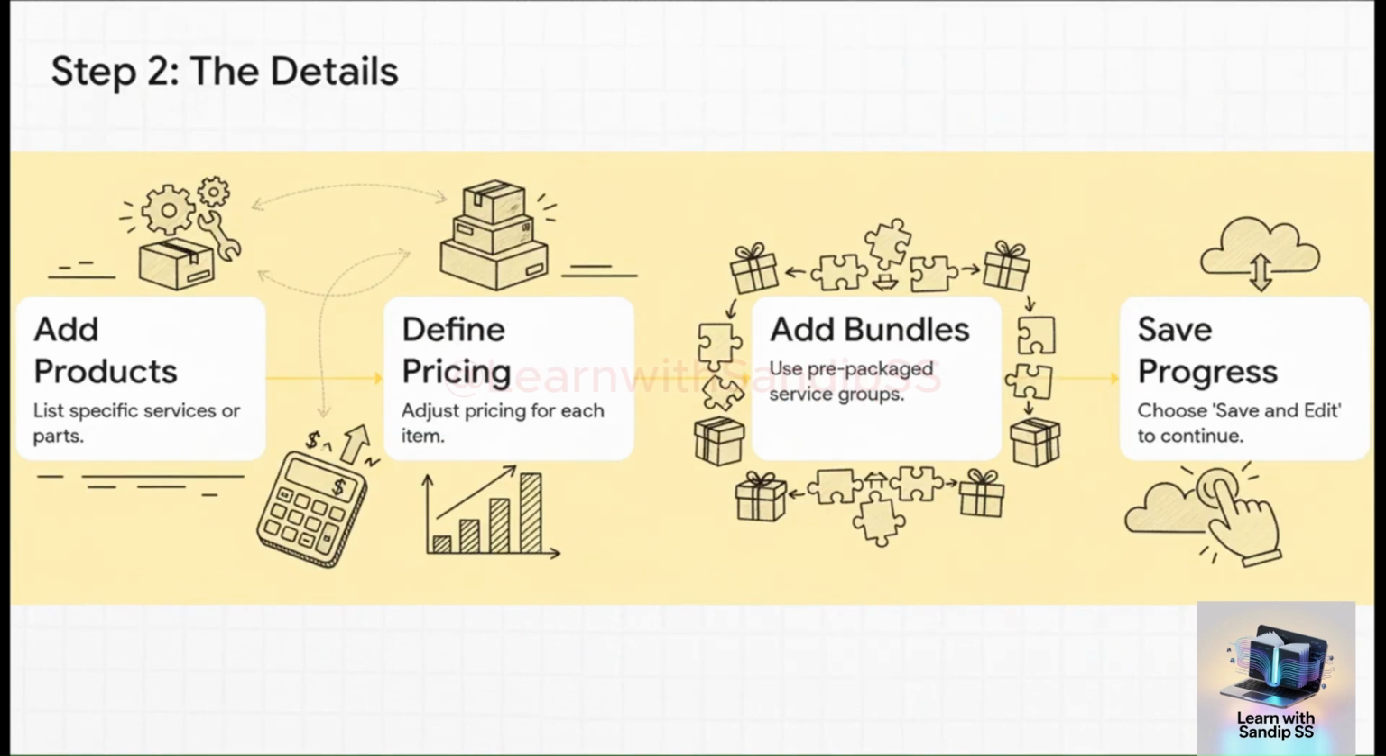All right, step two is where we add the meat to the bones. This is where you list out every single service, product, or part. You can tweak the pricing for each item and even use prepackaged service bundles to make life a little easier. Pro tip, hit save and edit as you go to lock in your progress before you finalize everything.